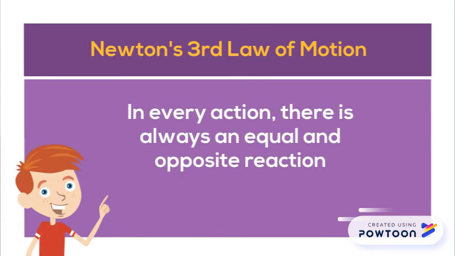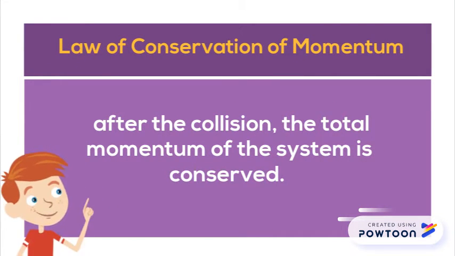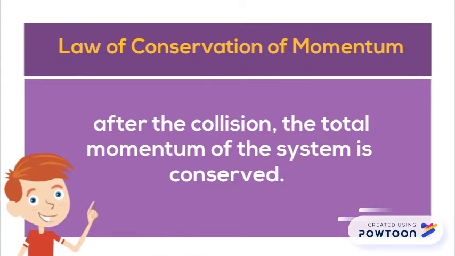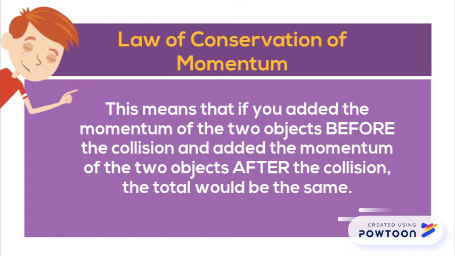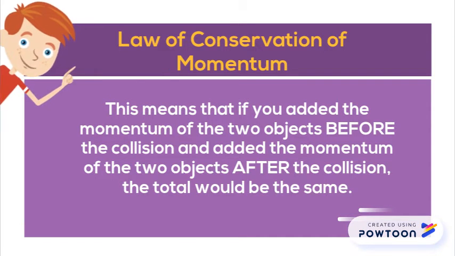According to Newton's third law of motion, in every action there is always an equal and opposite reaction. While the law of conservation of momentum says that after the collision, the total momentum of the system is conserved. This means that if you added the momentum of the two objects before the collision and added the momentum of the two objects after the collision, the total will be the same.